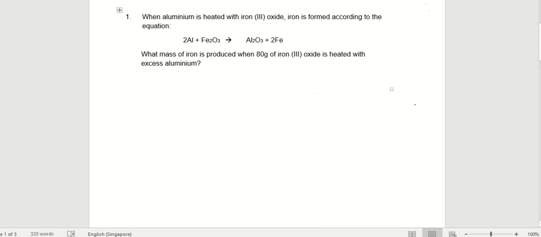When aluminium is heated with iron trioxide, iron is formed according to the given equation there. What mass of iron is produced when 80 grams of iron trioxide is heated with excess aluminium? Here you are already given the chemical equation, so more or less that saves us one step. We are given 80 grams of iron trioxide, so we know one of the reactants, but we want to find the mass of one of the products formed. Now that we have the information, let us start.